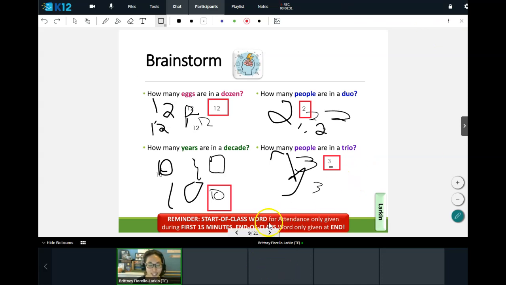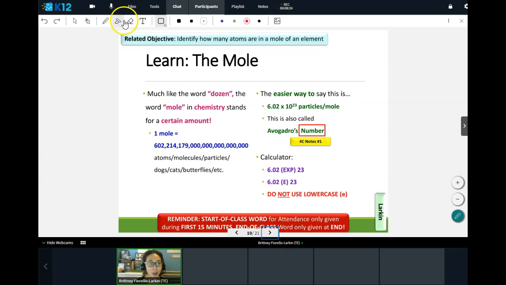Perfect. All right, so in the same way today, we're going to learn about a new word, and that word is the mole. Not like a mole like on your skin or a mole like the rodent. A mole in chemistry stands for a certain amount. Just like a dozen means 12, a mole means 602.